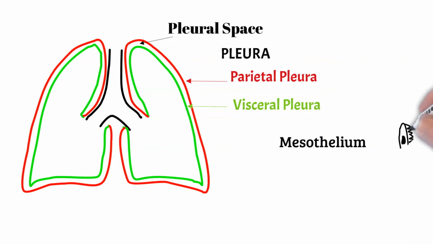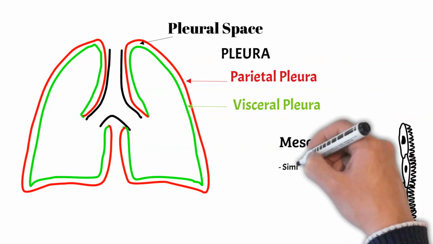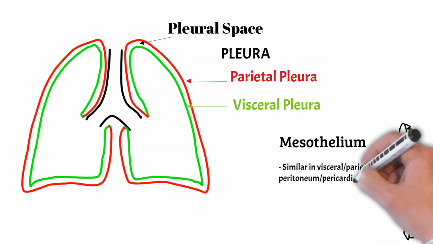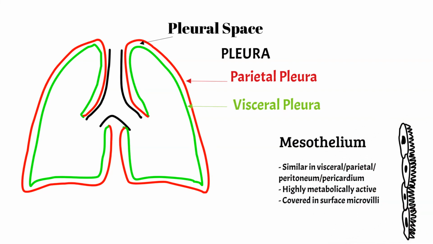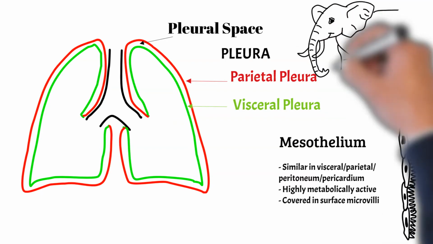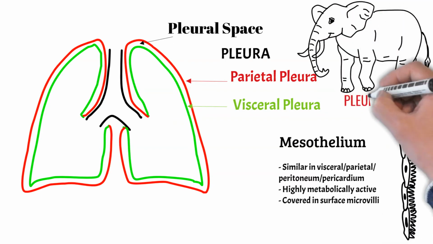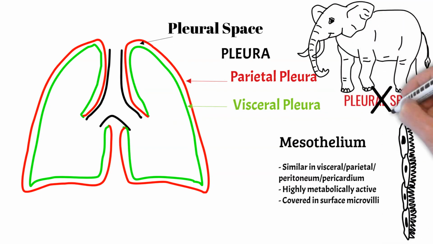The pleura is composed of a thin single layer of cells called the mesothelium. This is identical in the visceral pleura, parietal pleura, as well as the peritoneum and pericardium. The mesothelium is highly metabolically active and covered in surface microvilli. It's interesting to note that the only mammal that does not have a pleural space is the elephant, and I'm hoping that we'll talk about why that is the case in a future video as well.